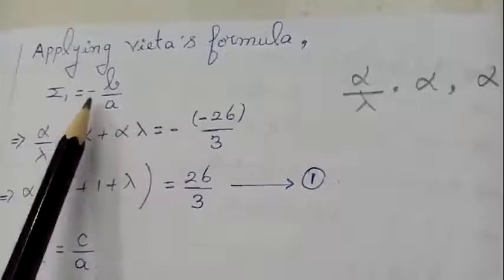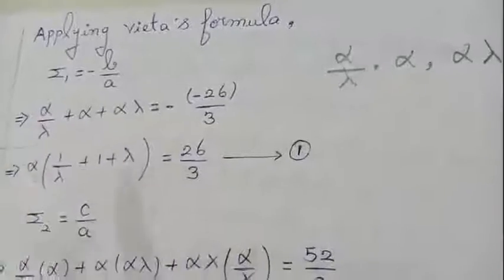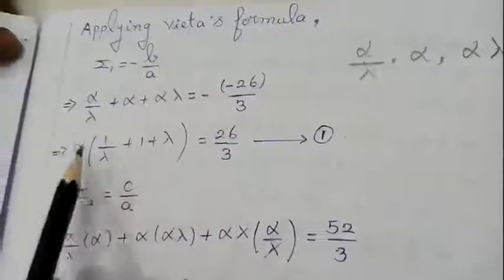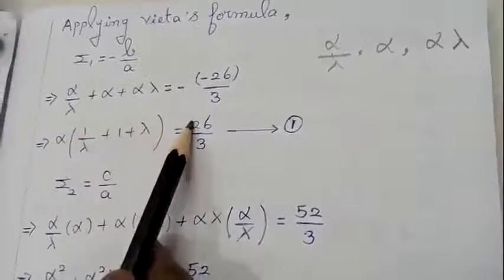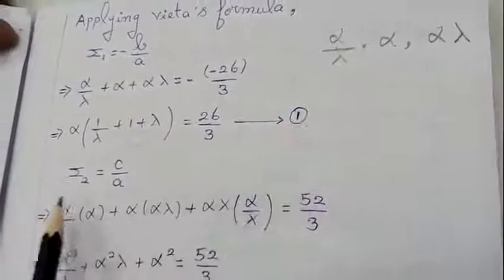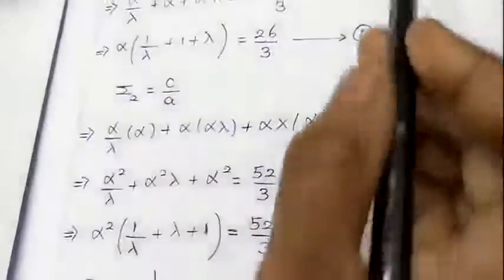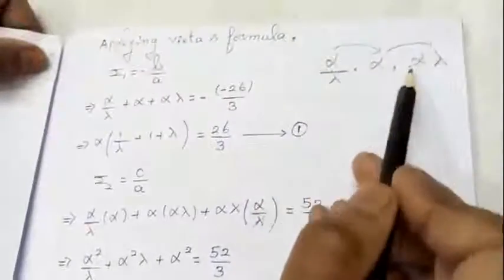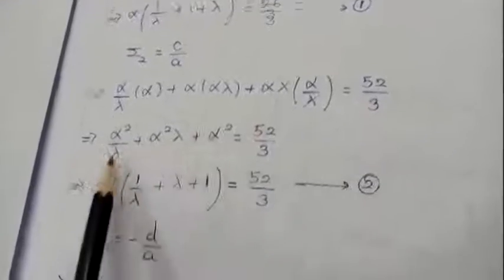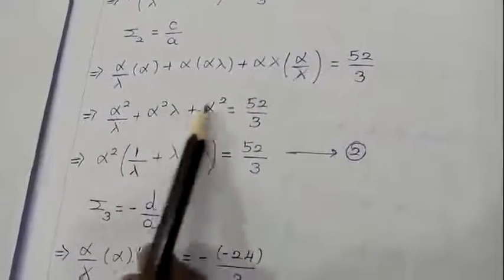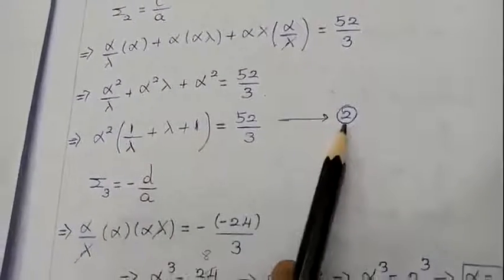Coming to summation 1 equal to minus B by A. I am going to add the roots. After adding, I am going to write it in this form: I take alpha outside and write the remaining terms inside, equal to 26 by 3. Equation 1. Summation 2 equal to C by A. Going to pair the roots, that is 1, 2, 2, 3, 3, 1. Pair the values, equal to 52 by 3. You will get it in this form. Full simplification, students: alpha square, I take it out, and inside I am not doing anything. Mark this as equation 2.